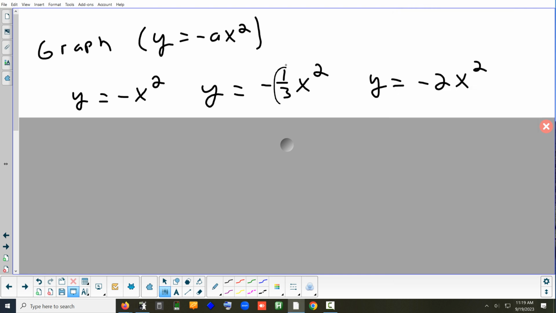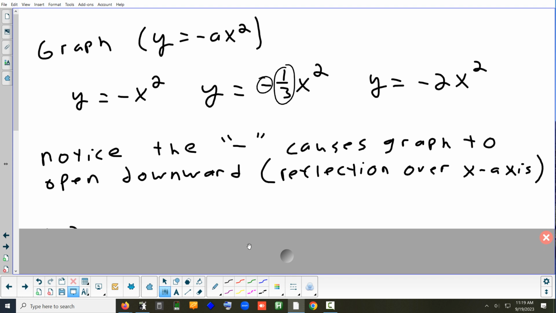In this one, there's two things happening, and we would describe each one separately. The 1/3 is causing some type of stretch or compression. Just went over that on the other page. And the negative is causing the graph to open downward and reflect over the x-axis. In this one, there's also two things happening. You always treat the number and the negative as two different things. The number causes some type of stretch or compression, and the negative causes a reflection.